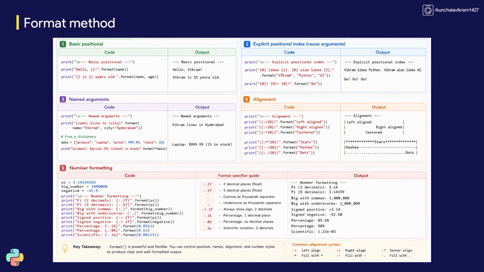So what are these 0, 1 and 2? 0, 1 and 2 are the variables, or the things that you pass to this format function, right? So here Vikram will be 0, Python will be 1, and AI will be 2. So overall the result will be like Vikram likes Python, Vikram also likes AI. So that is what this print statement is going to print.